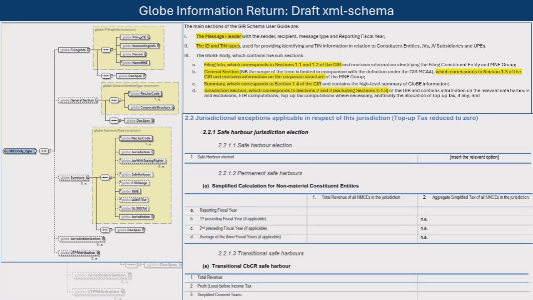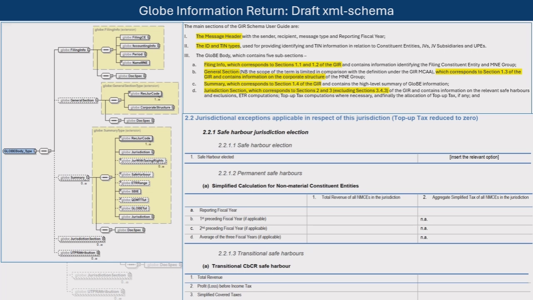And then you come to the numbers, right? Because now you've done the group structure. So now you need to go and talk about the jurisdiction sections, and these are going to be for the countries where you're going to have some kind of tax or where you have a constituent entity. And that corresponds to section 2, which is safe harbor. So that's what we're looking at here.